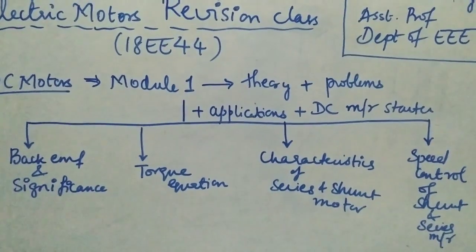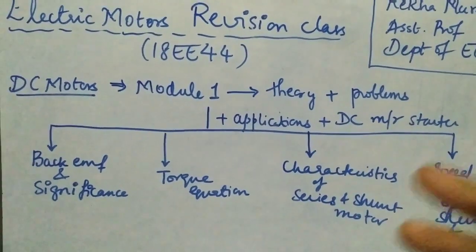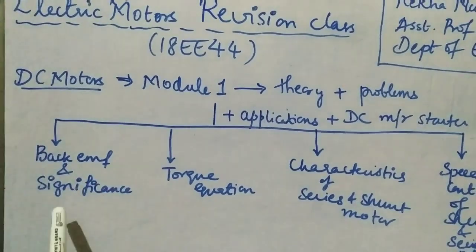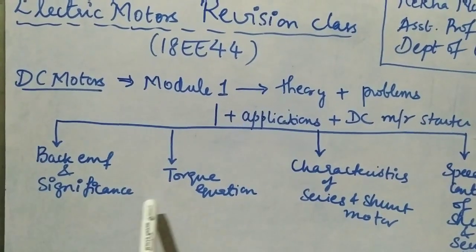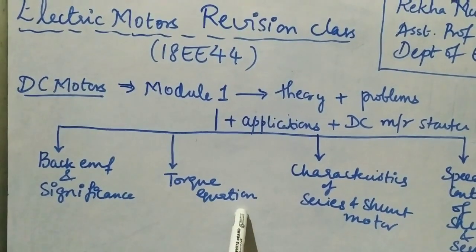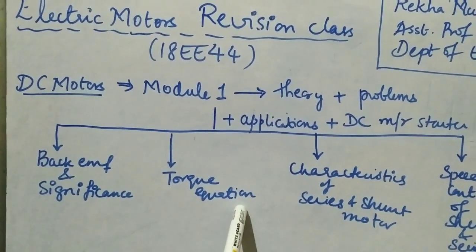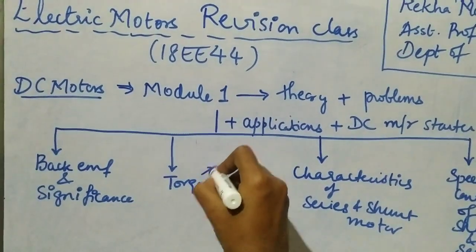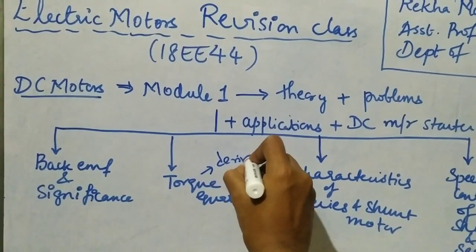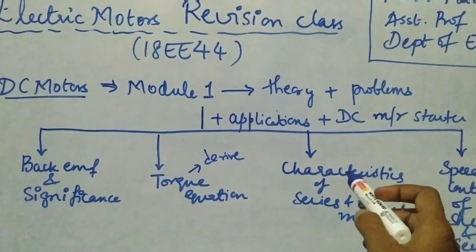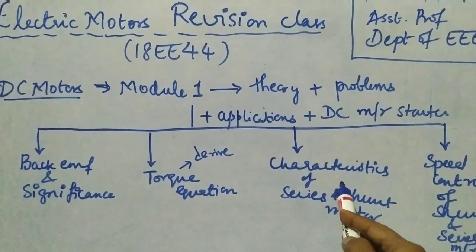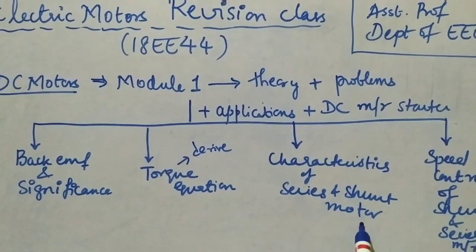The first topic is the back EMF and its significance. The second one will be the torque equation. It's a very important derivation, so this is a derivation part. And the characteristics of the series and shunt motors.